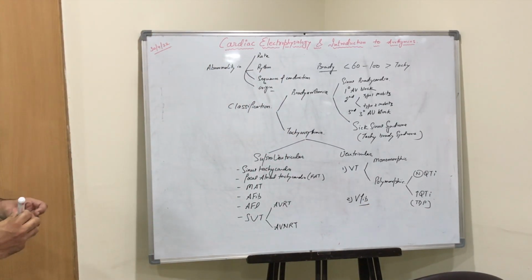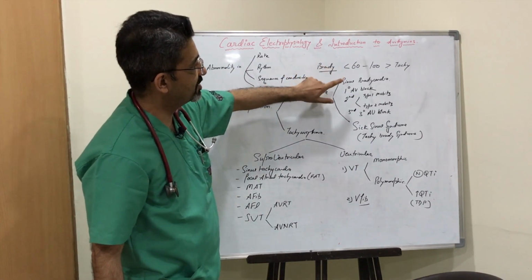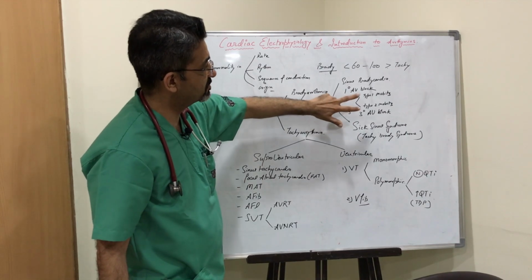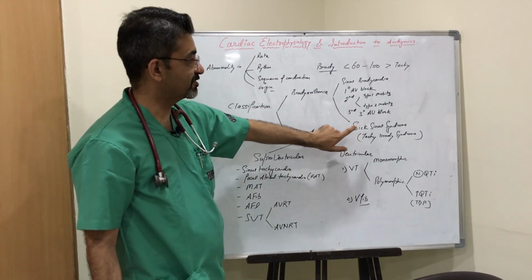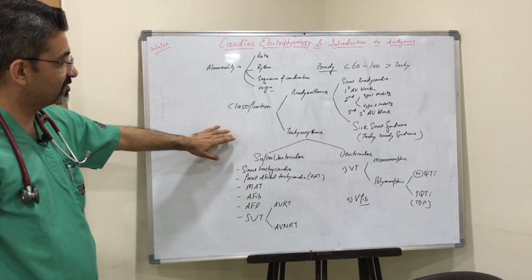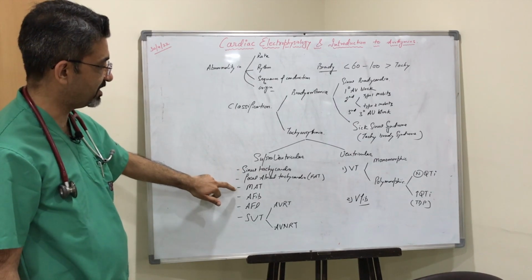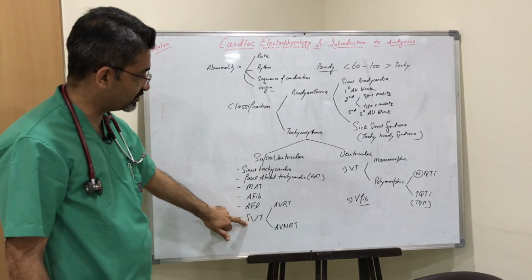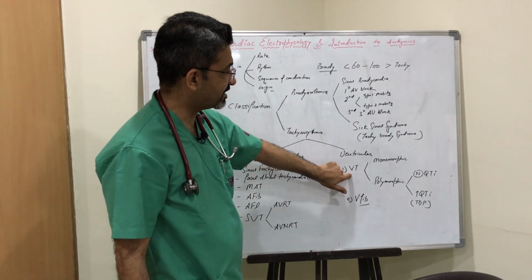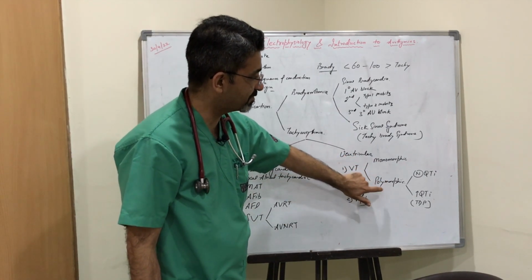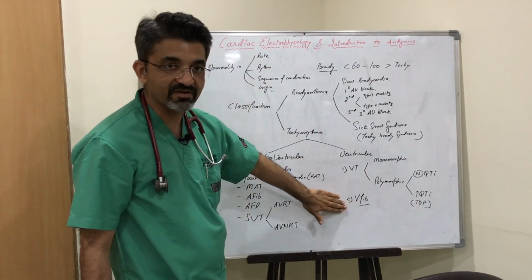Alright, so this is the basic classification. You have bradyarrhythmia, in which you have sinus bradycardia, then first degree AV block, second degree, which is of two types: type 1 Mobitz, type 2 Mobitz, third degree AV block, then sick sinus syndrome. In tachyarrhythmias, you have supraventricular and ventricular. Supraventricular includes sinus tachycardia, FAT, MAT, AFib, atrial flutter, SVT, which is of two types. In ventricular, you have VTAC, which is monomorphic or polymorphic. Polymorphic would be of normal QT interval or a prolonged QT interval, or VFib.